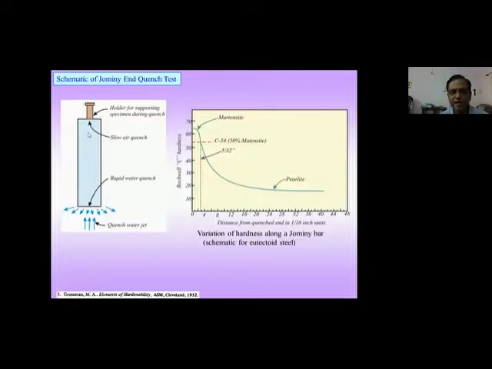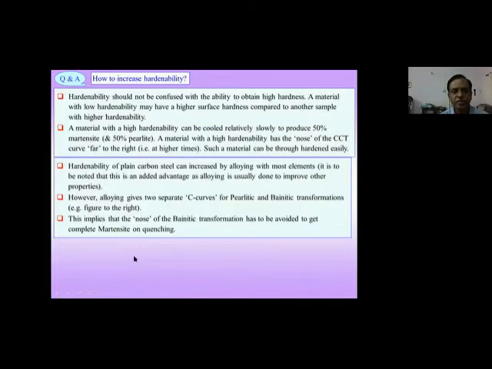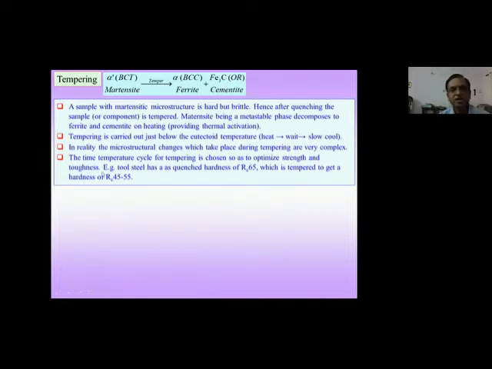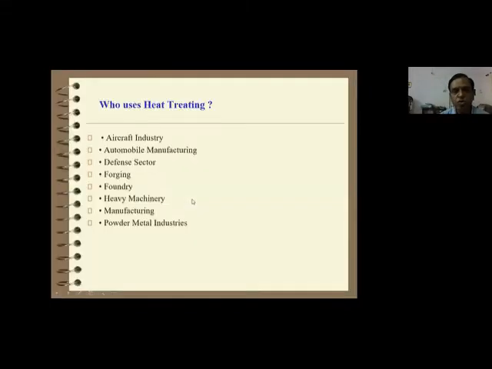For Jominy hardenability, normally the sample is 4 inch long by 1 inch diameter, and it is cooled from the bottom. So it is quenched from this side, with rapid cooling from this side, and the top side is slow air cooled. Then the hardness is checked after polishing and grinding, and that is called the hardenability band. The variation of the hardness along the Jominy bar is then calculated. So this is basically hardening, and then the tempering operation is done to get the desired hardness. So this is the way heat treatment is done, hardening and tempering.